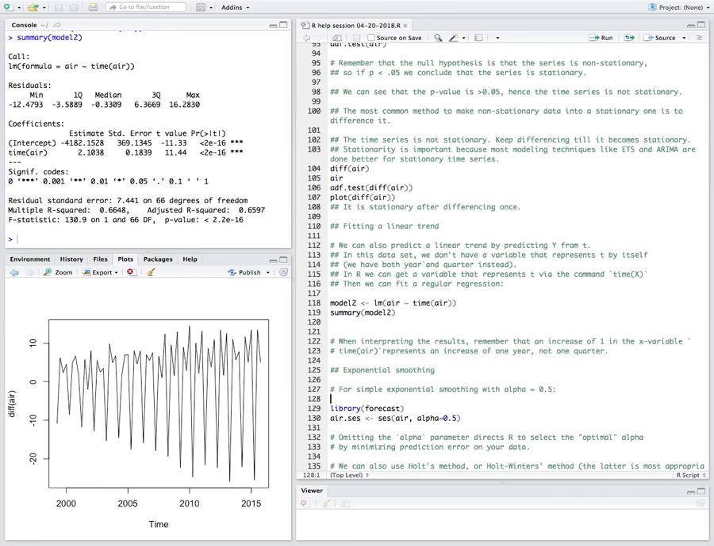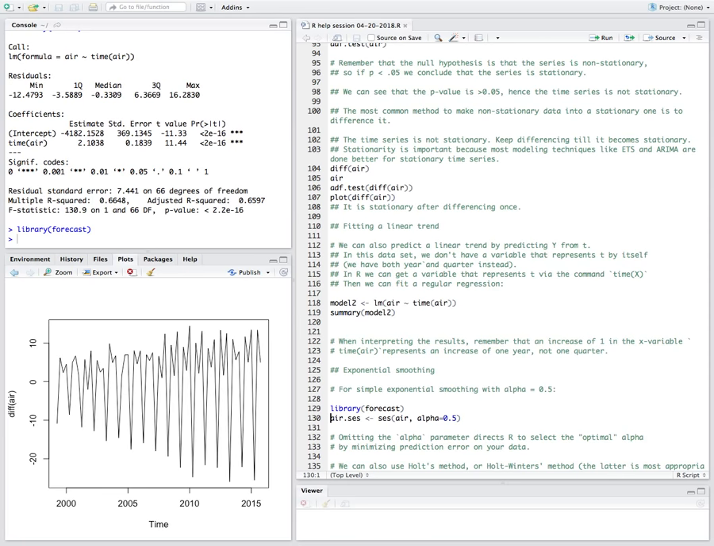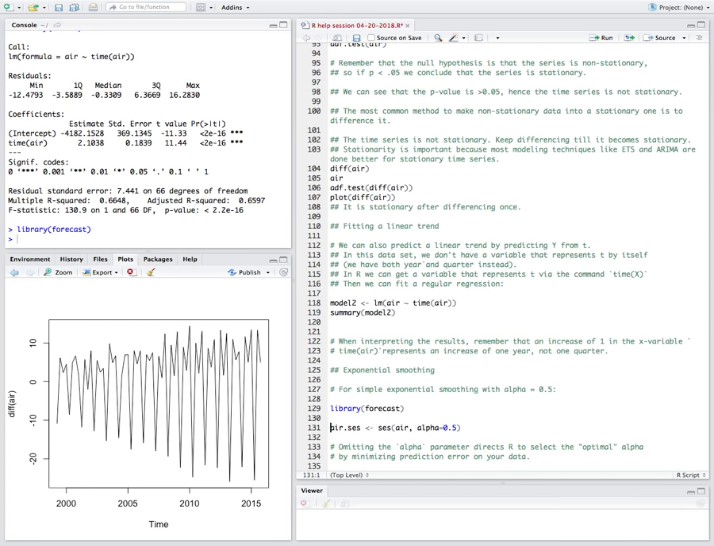So exponential smoothing is one of the modeling techniques for a time series, and you would have been taught the simple exponential smoothing model and the Holt-Winters model in class. So I'll be demonstrating those in R for you now. An exponential smoothing model can be called from the forecast library. I'm naming it SES because SES is simple exponential smoothing. So air.ses is a simple exponential smoothing of air given an alpha of 0.5.